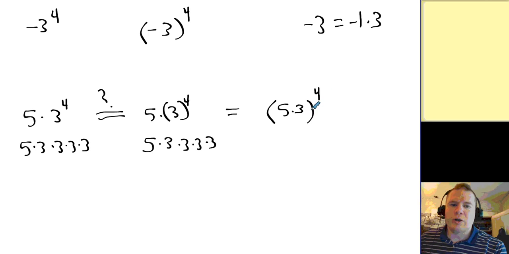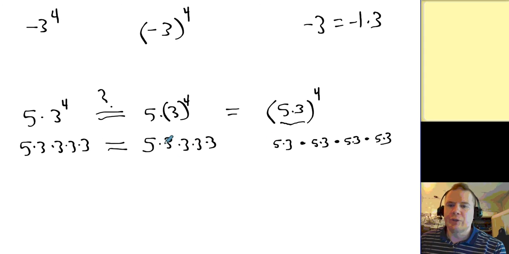Here I have 4 of what's right in front of the 4, a closed parentheses. It opens over here. So all of this is my base. I have 5 times 3, 4 times. That's not the same. These two are the same. This is now something different.